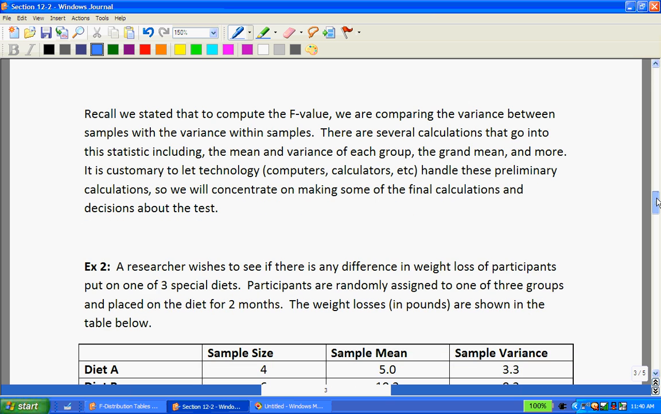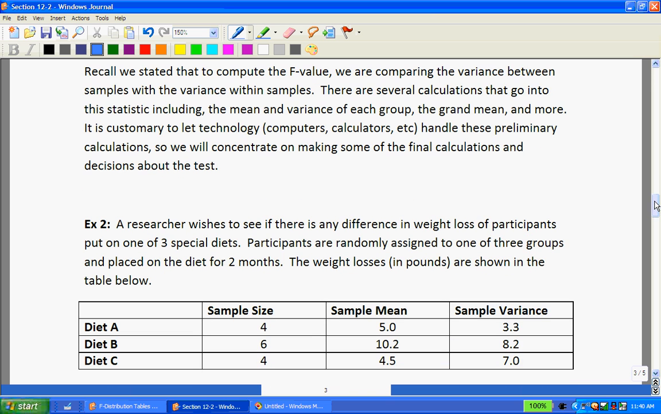Okay, now recall we stated that to compute the F value, we are comparing the variance between samples with the variance within samples. So that's what we just saw up on the previous page, that ratio there. Well, there are lots of calculations that go into that statistic. We need the mean of each group, the variance of each group, the mean overall, and some more.